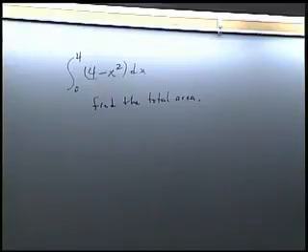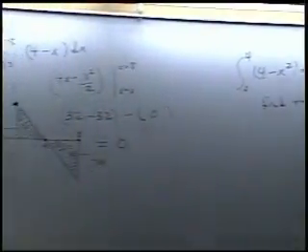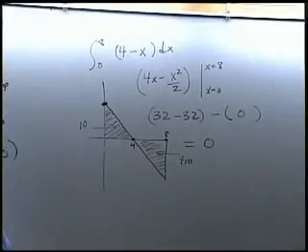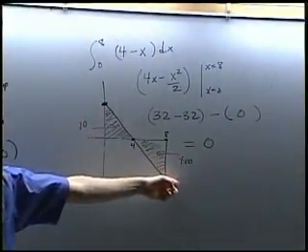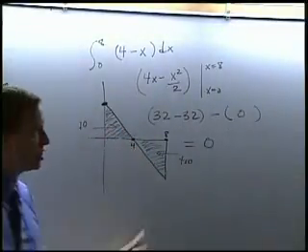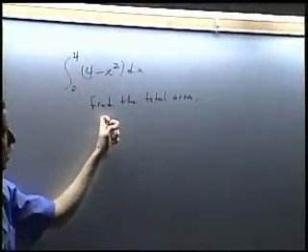That means we want to find all of this area, and then we want to add that to all of this area over here. In other words, if I get a negative answer, I want to take its absolute value and make it positive. So if this was 10 and 10, I would end up with a total area of 20.